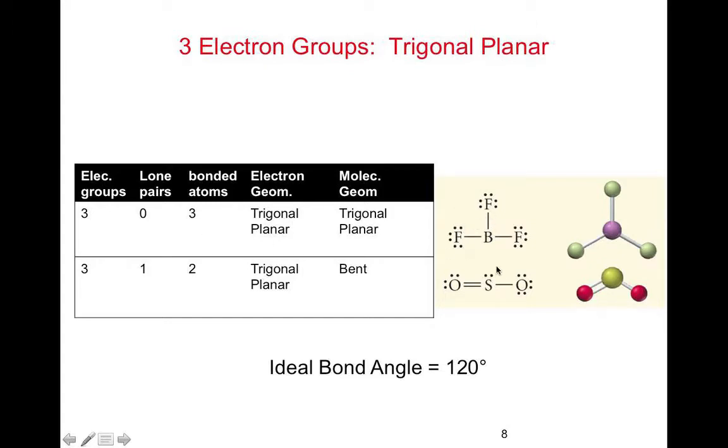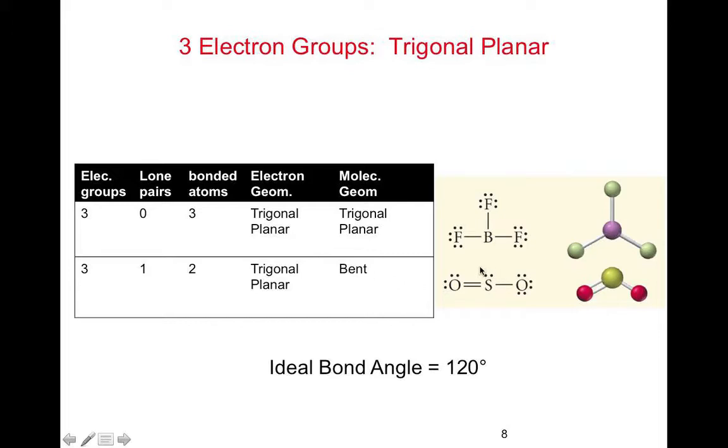In the case of BF3, you can see I have 1, 2, 3 bonded atoms, and I've got no lone pairs on the boron. So this molecule has 3 electron groups. It has no lone pairs, so it's got 3 bonded atoms. The electron geometry is solely determined by the electron groups. So anytime I have 3 electron groups, the electron geometry is always trigonal planar. But in this case, the molecular geometry, because I have no lone pairs, is the same as the electron geometry. So when I have no lone pairs, the electron geometry and the molecular geometry are the same.